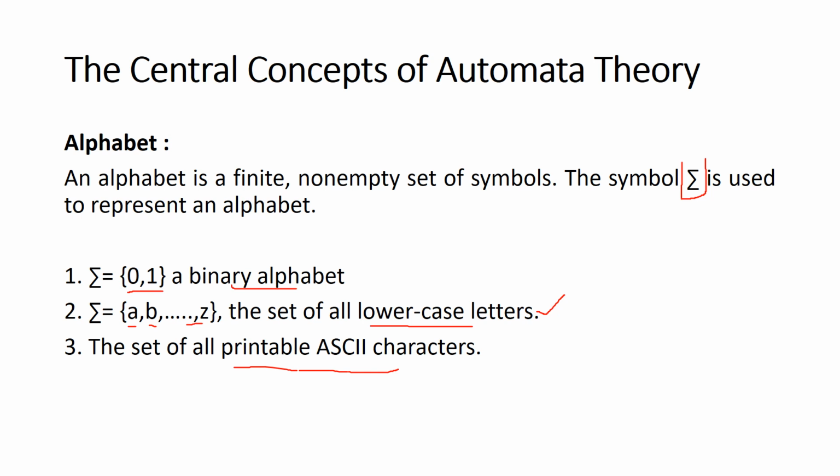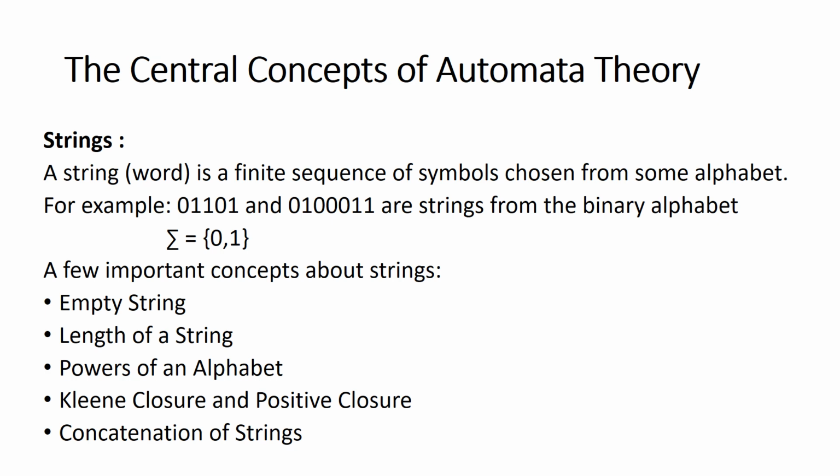This is the definition of alphabet for formal languages. Alphabets also exist for natural languages, but from the perspective of formal languages, this is the definition of alphabet. So now let us move on to understanding strings. A string is a finite sequence of symbols, and these symbols are chosen from some alphabet. A string can also be called a word. So a string is going to have a few symbols together, and these symbols are chosen from an alphabet.